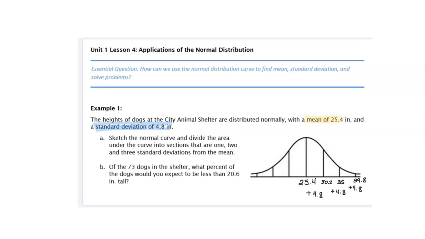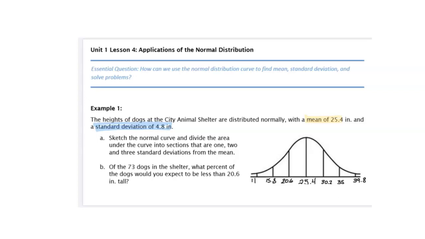39.8. If we're looking to get the numbers on the left-hand side, once again, we go ahead and subtract 4.8, and we'll have 20.6. Subtract 4.8, and we'll have 15.8. And subtract 4.8 once more, and we'll have 11.